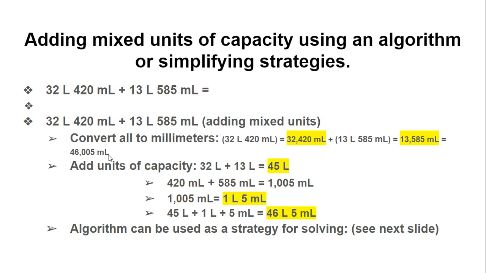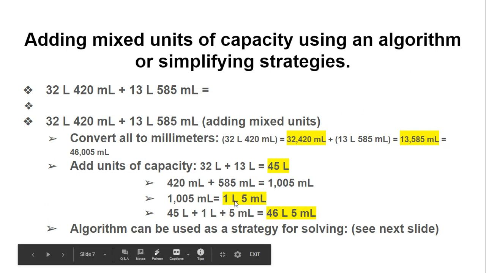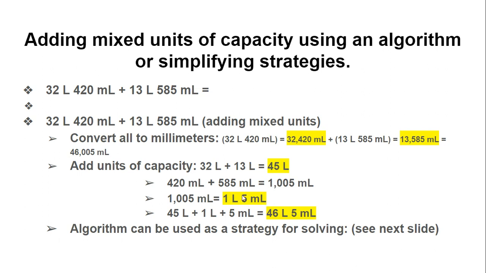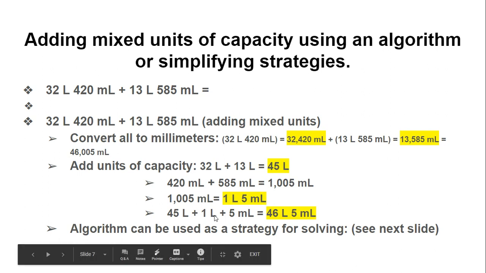I could also just add my liters of capacity. So 32 liters plus 13 liters is 45 liters. Adding my milliliters together, 420 milliliters plus 585 milliliters is 1,005 milliliters. Again, this needs to be converted so that I can add all my liters together. So 1,005 milliliters is 1 liter, 5 milliliters. 45 liters plus 1 liter plus 5 milliliters is 46 liters, 5 milliliters.